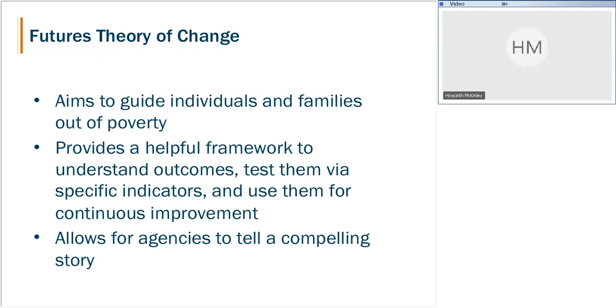And so all of that tied together into a Futures theory of change, which was that we wanted to make sure we were addressing the guidelines around individuals and families as a community action agency, both in the work that we do, but also in the NPIs and the way in which we were reporting what we did. We also wanted a helpful framework in understanding our outcomes and trying to test them in ways we were consistently doing across the region, and also that it would help individual agencies as well as groups of agencies tell their story in a more compelling fashion.